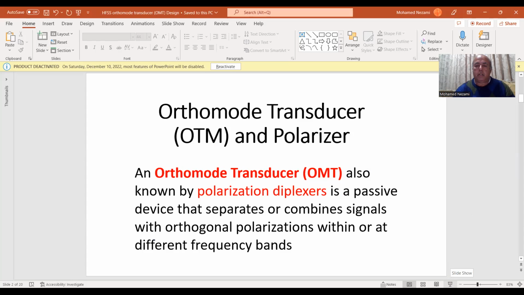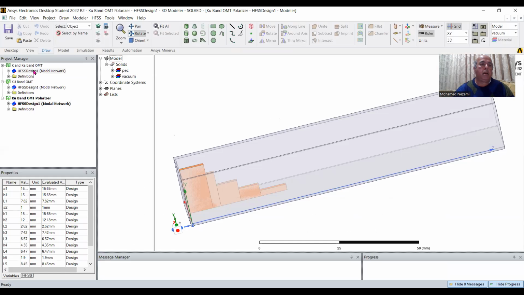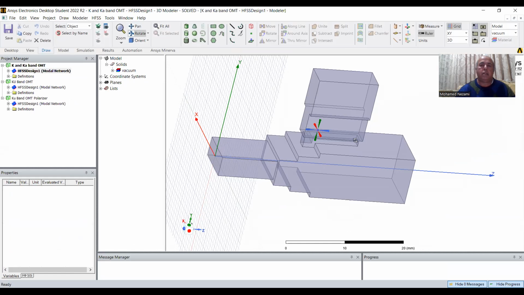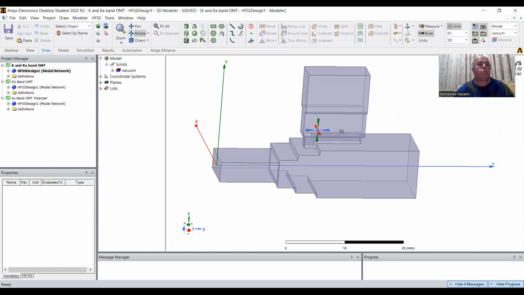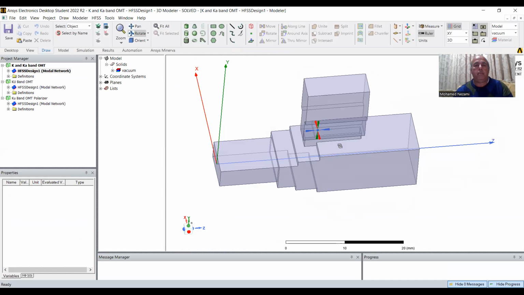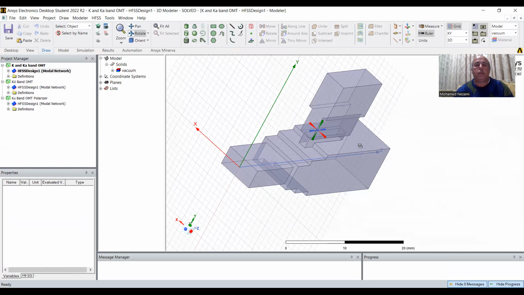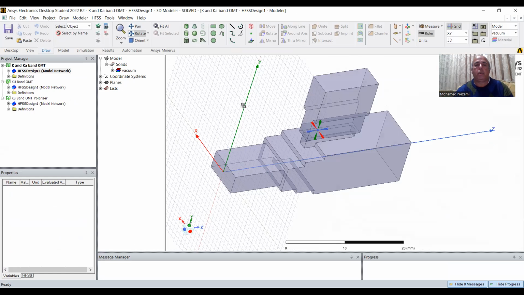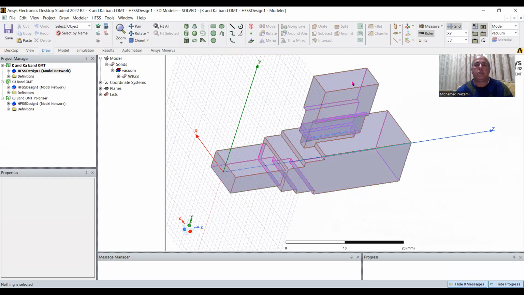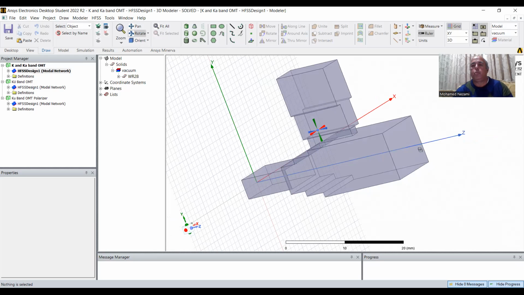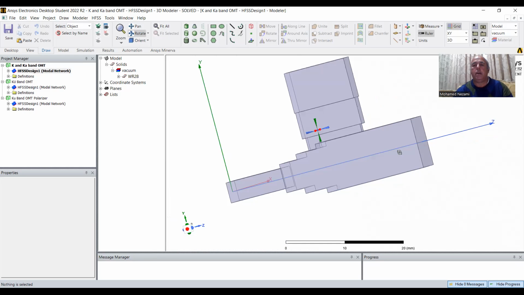So let's get to today. Here's HFSS, and what we will demonstrate today is two OMTs. One of them is this one here. We've got a rectangular waveguide on this side, and a rectangular waveguide on here. And this is the square waveguide on this side.